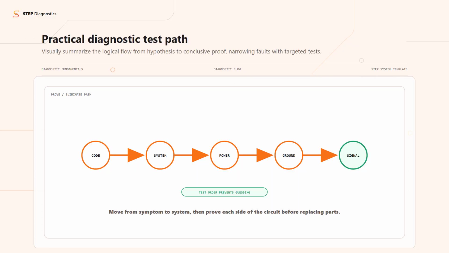Your hypothesis lets you rule out whole sections logically. Instead of chasing every wire, you use results to follow a stepwise path. Each test narrows the fault, bringing you closer to what needs attention.